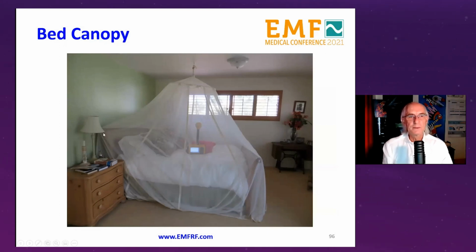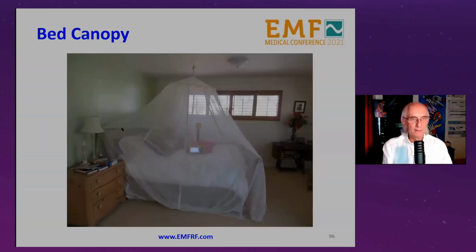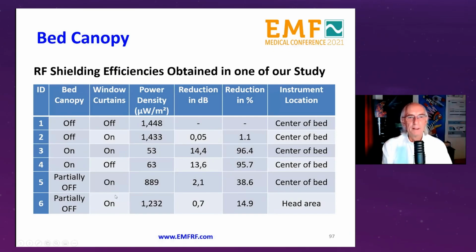So this one was a little bit left open in the back here because it was difficult to put it down behind the headboard. And with it partially off, I get 800 or 900 microwatts in the center of the bed. And when I moved my instruments to the head area of the bed, it went up to 1,200. What's the moral of this? The bed canopies only work if you really, really fully enclose it and you don't have it lifted up somewhere.